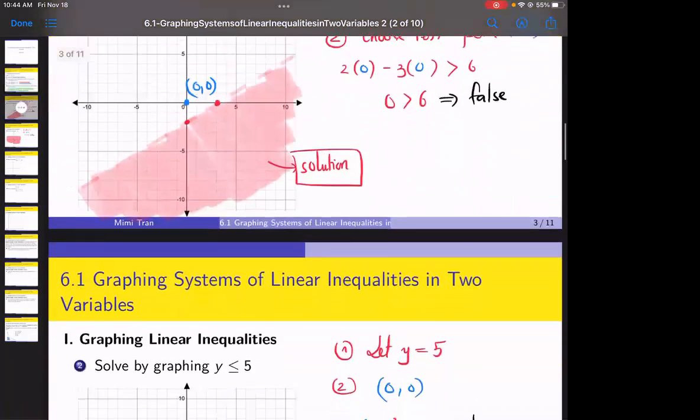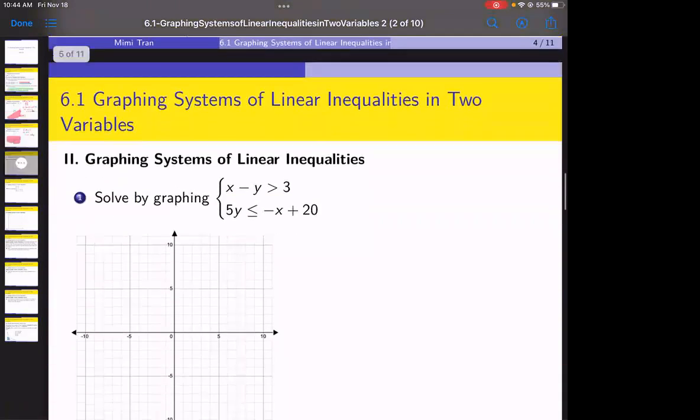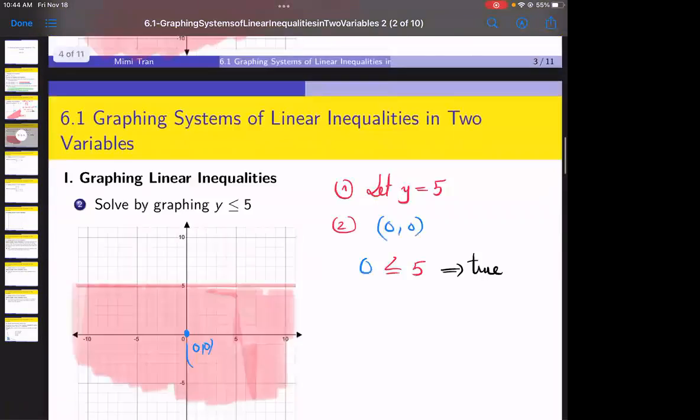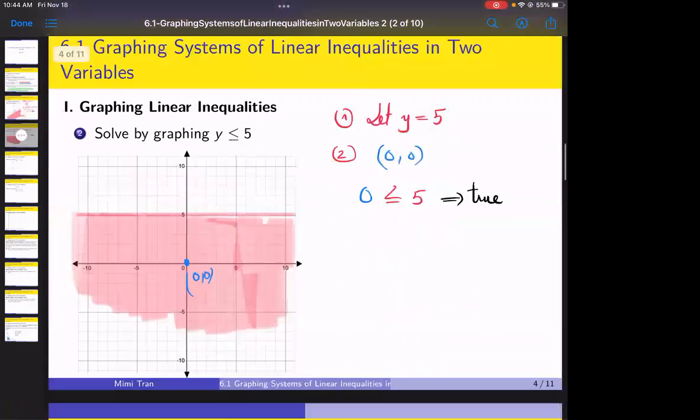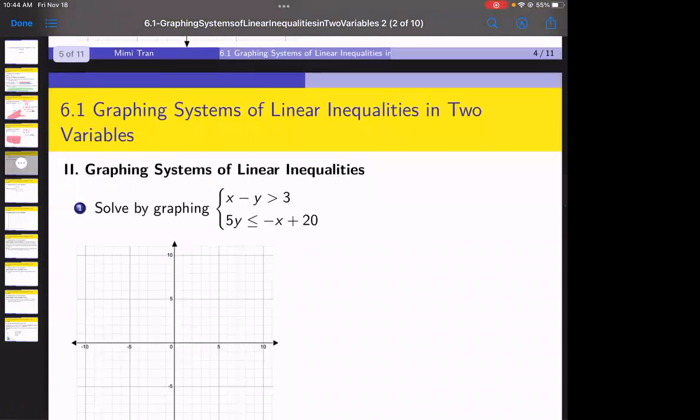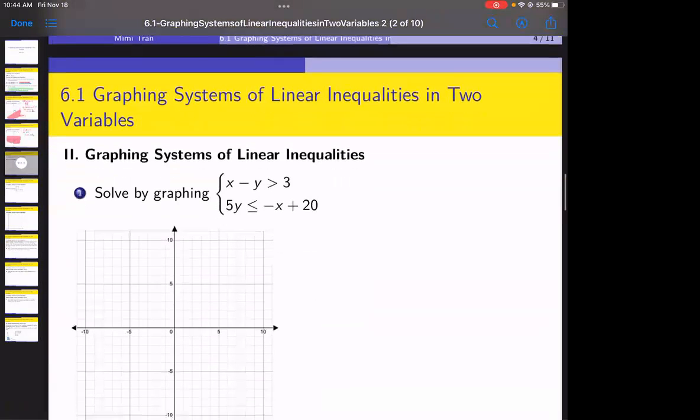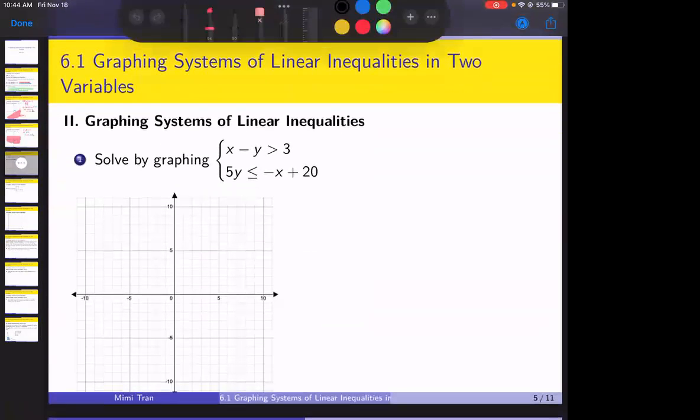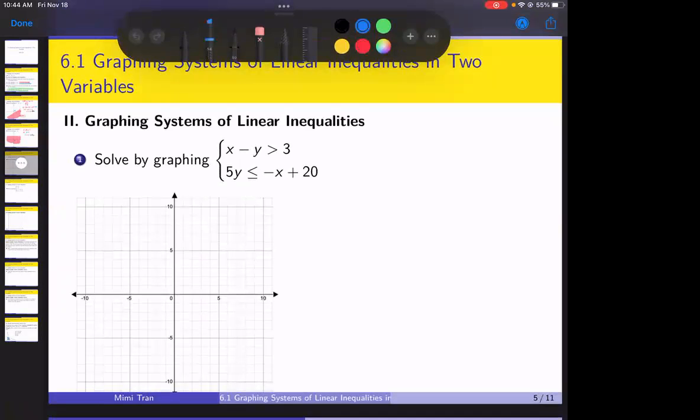So here we did last time, we did these two. Pretty simple. Let's do this one. Here it's just a single inequality. Here we have a pair. It's the same thing, right? The solution of the pair will be where they overlap. So let's graph this. I'll highlight this in blue.